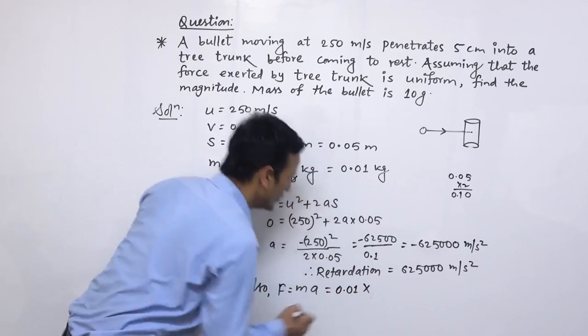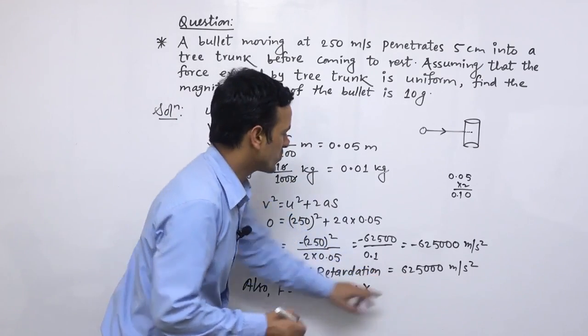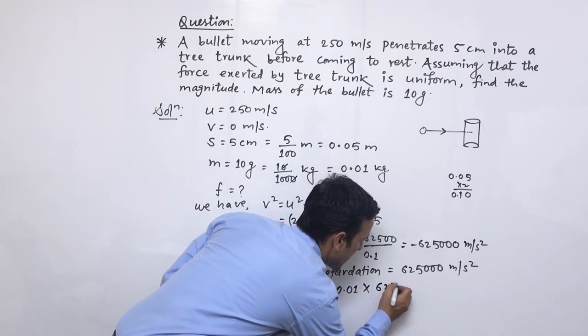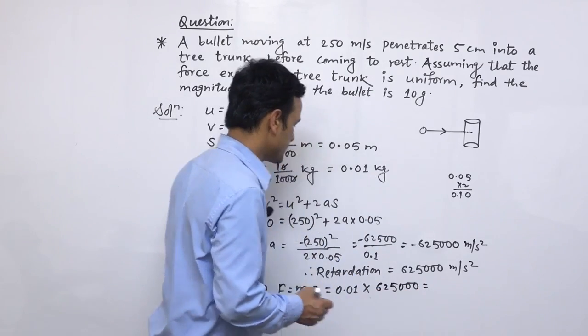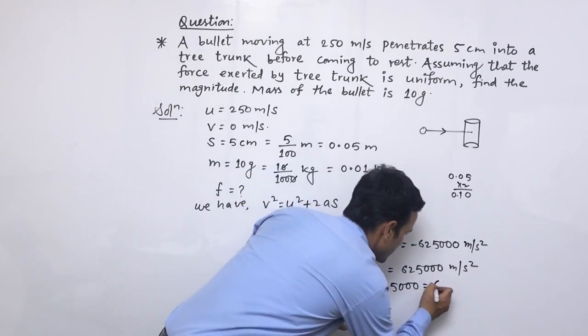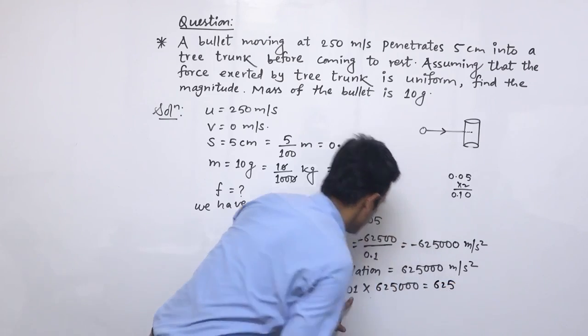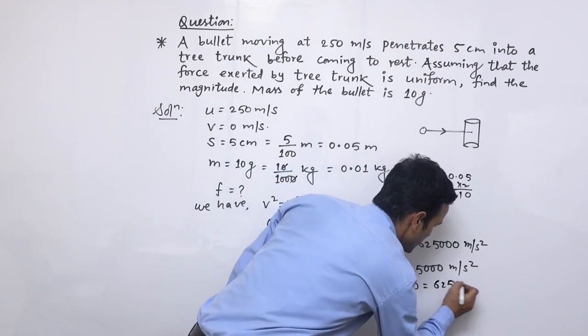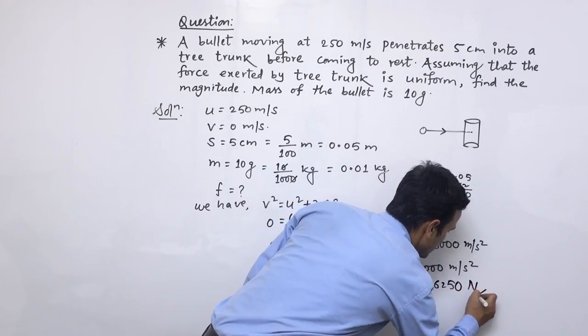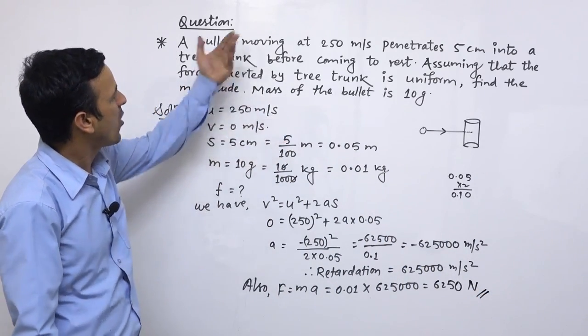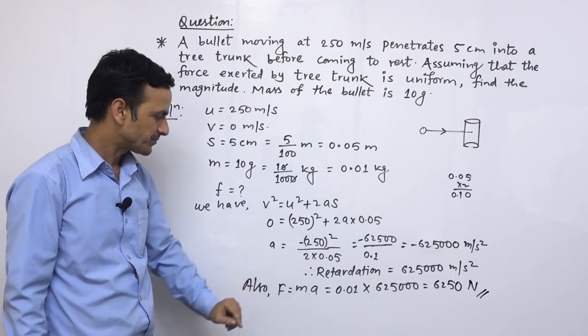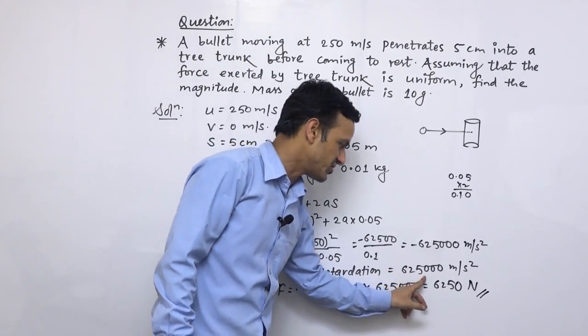0.01 into acceleration means this one, 625,000. Then if you multiply this and this, we get 625. Two zeros disappear and one zero is left. So this is the Newton, this is the force applied on this bullet by using this retardation.